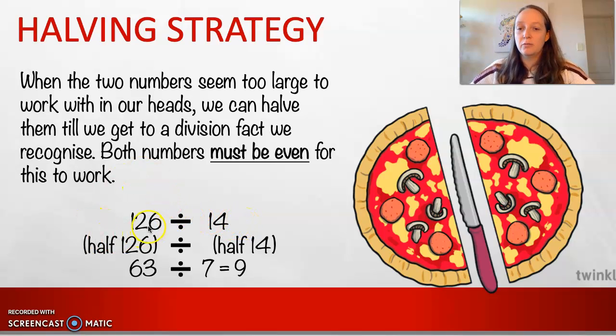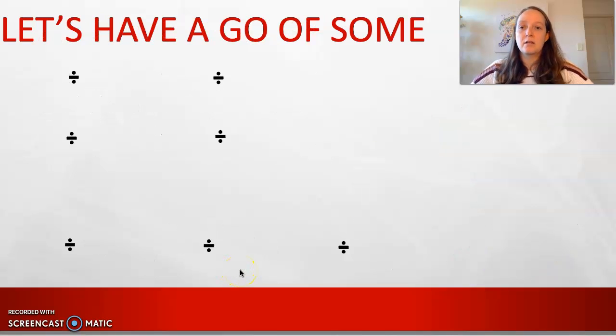So what we're going to do is we're going to halve 126, which gives us 63. If we took 6 and we got half of that, that would be 3. And if we took the 12 and got half, that would be 6. So now we've got 63 divided by... okay, and now half of 14 is 7. So 63 divided by 7 equals 9. Let's have a go at some more together.